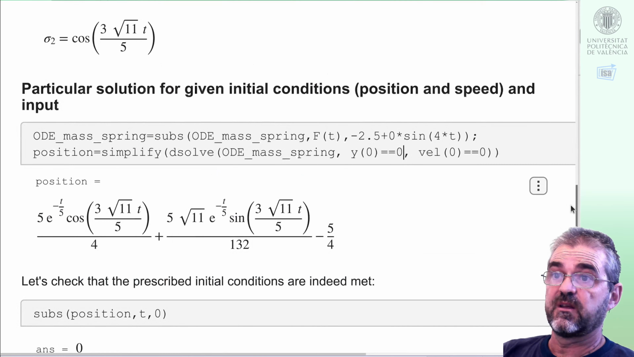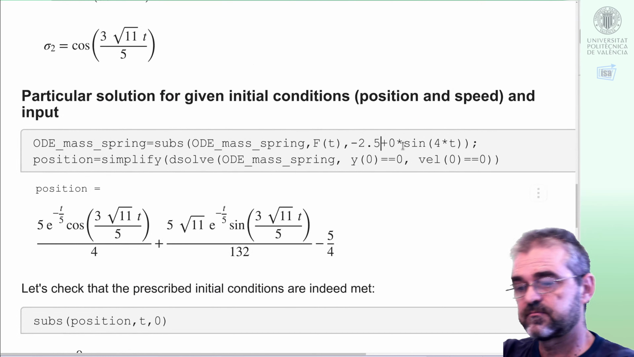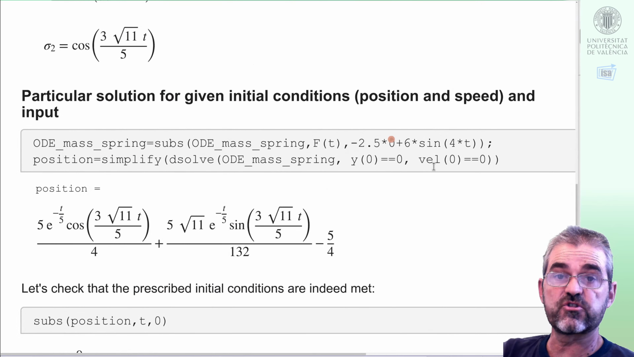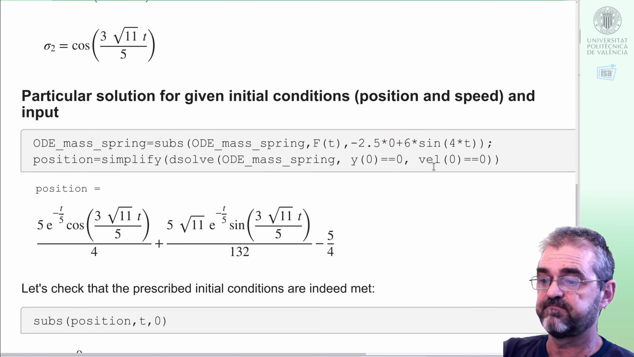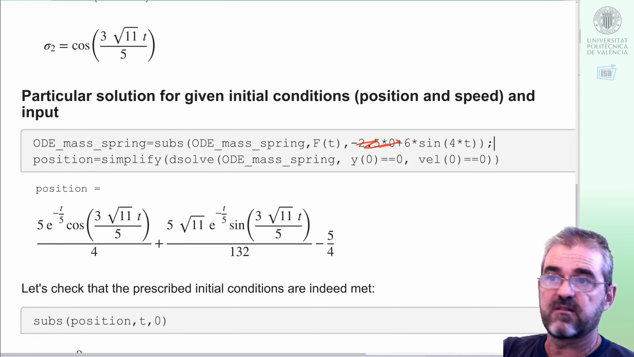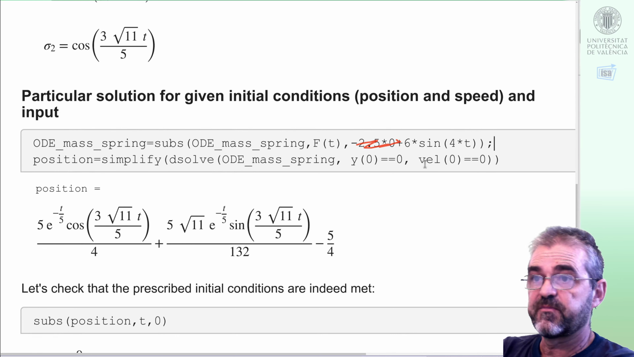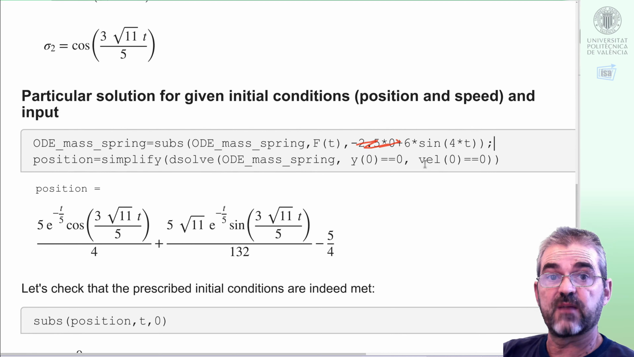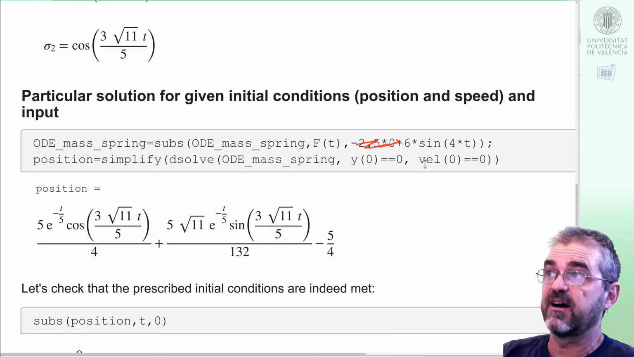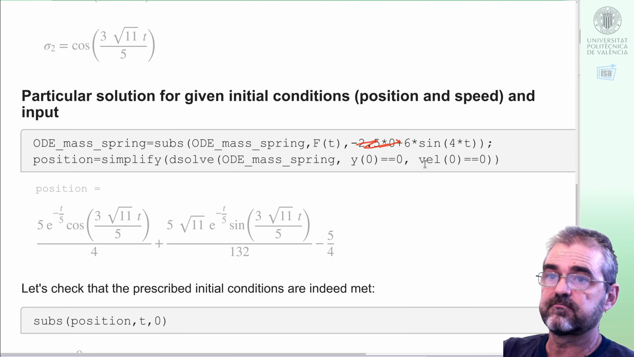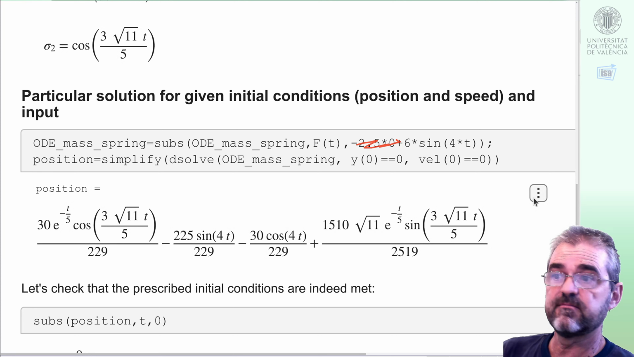Good. Let us now try a sinusoidal input like this one. So this is not here, I multiply by 0, and this simulation is of paramount importance in, say, vibrations. Then what can we see?